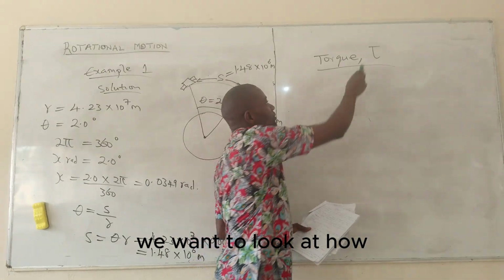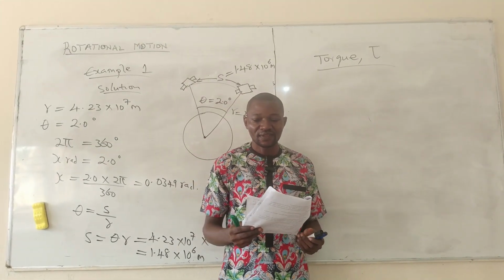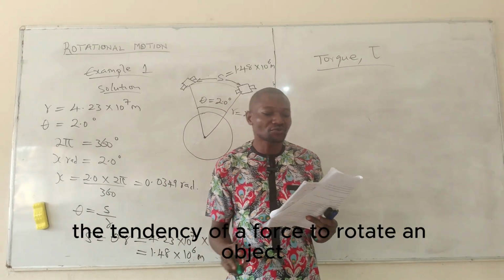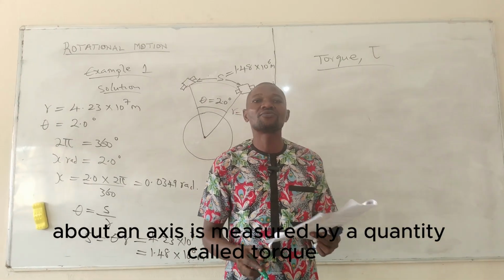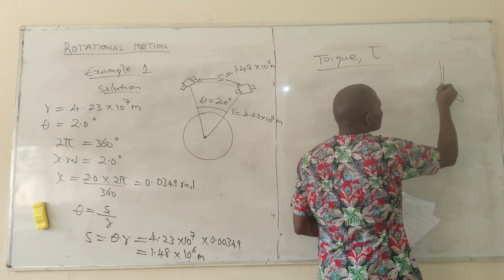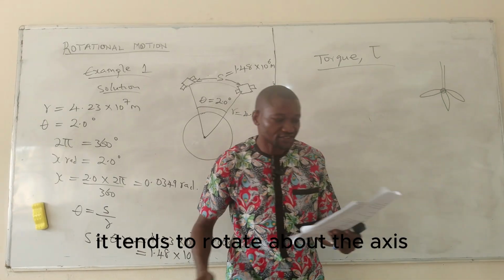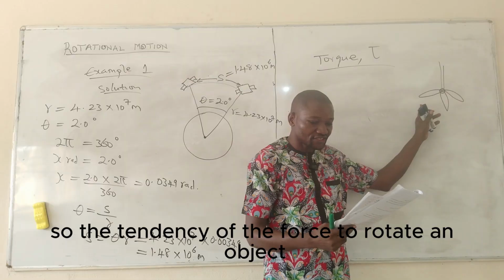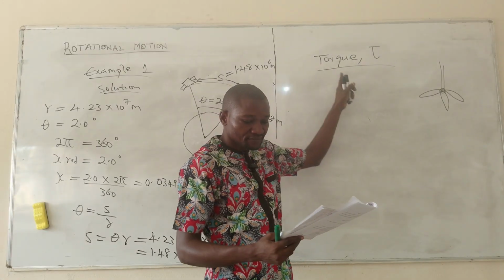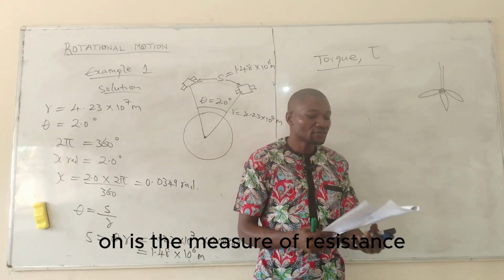We want to look at tau. When a force is exerted on a rigid object pivoted about an axis, the object tends to rotate about this axis. The tendency of a force to rotate an object about an axis is measured by a quantity called tau. So if you have an object, for instance, a ceiling fan, you apply a force to it, it tends to rotate about the axis. So the tendency of the force to rotate an object about an axis is measured by the quantity called tau. So tau is the measure of resistance.